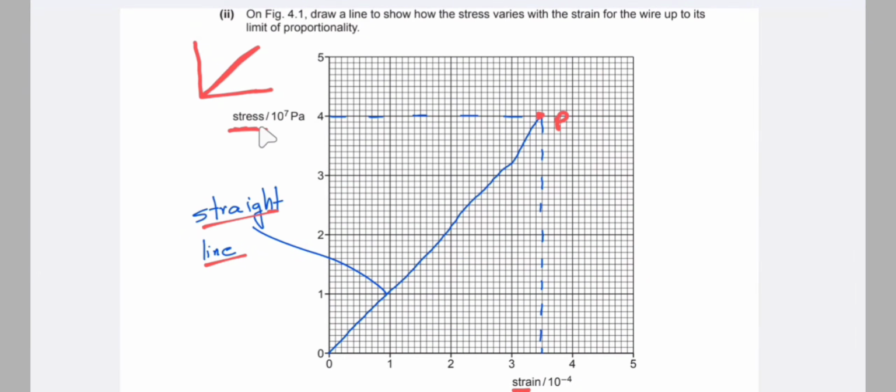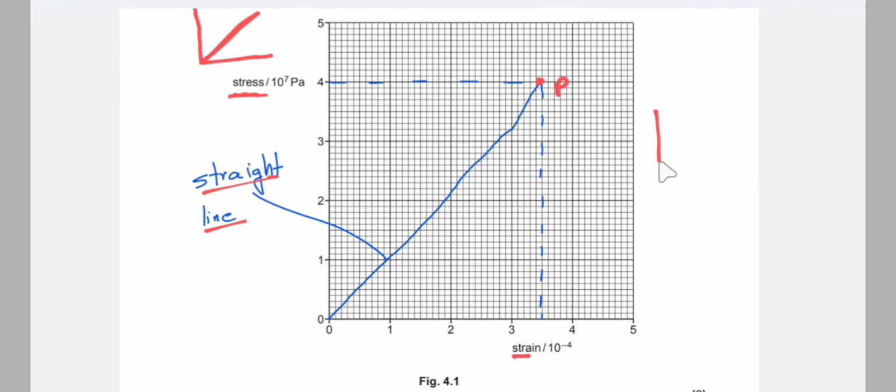So whether it is a stress strain graph or a force extension graph, that is force against extension, the graph up to the limit of proportionality is from the origin and it is a straight line. And this is the limit of proportionality.